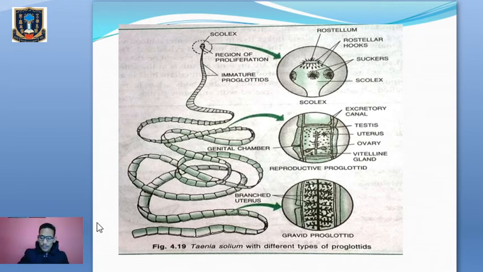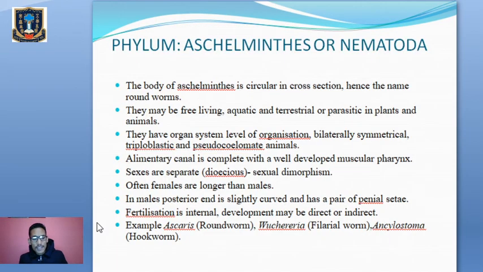Clear? Now let us move to the next phylum, which is called the phylum Aschelminthes, or the phylum Nematoda. The body of the Aschelminthes looks circular in cross section, hence they are also known as roundworms. So the common name is roundworm since they appear round in cross section. They may be free living, aquatic or terrestrial, and there can be parasitic forms of life also. They may be parasitic in plants and in animals. They have the organ system level of organization.